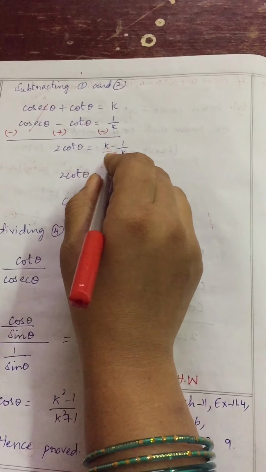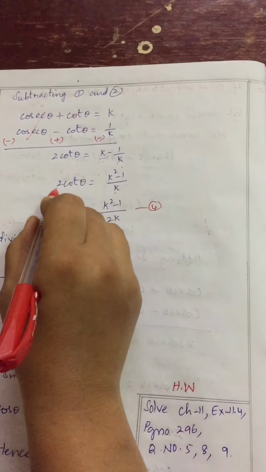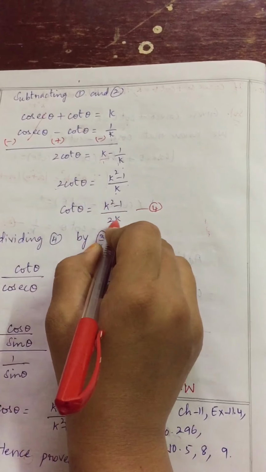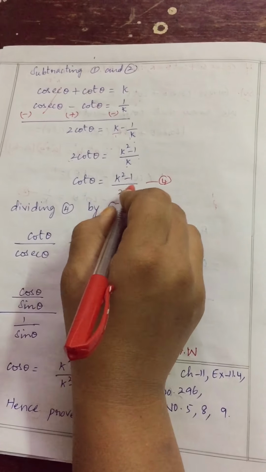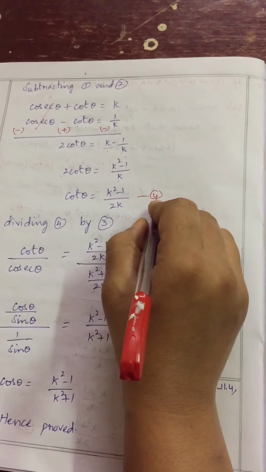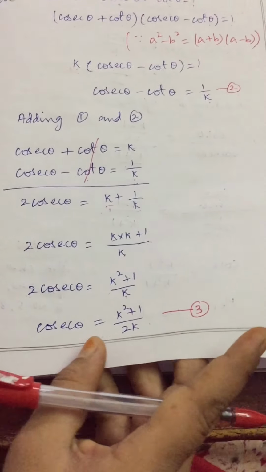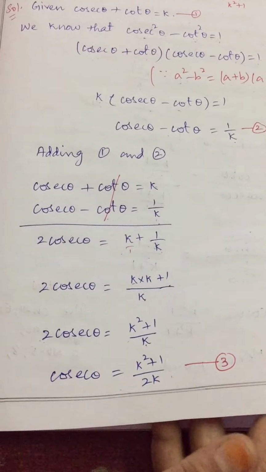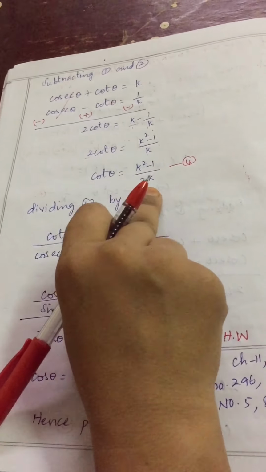So now we should do the cross multiplication, k into (k square minus 1) by k. Again we don't want this 2, so we are sending that side, that becomes 2k. So cot theta equal to (k square minus 1) by 2k. Suppose this is equation 4. Now we got equation 3 as cosecant theta equal to (k square plus 1) by 2k, and equation 4, cot theta equal to (k square minus 1) by 2k.